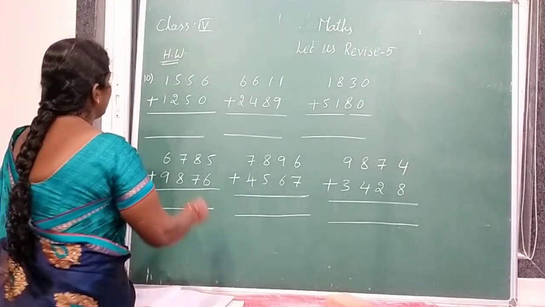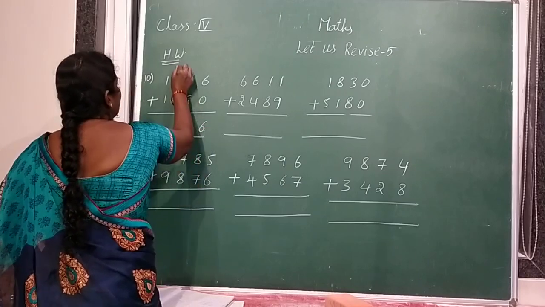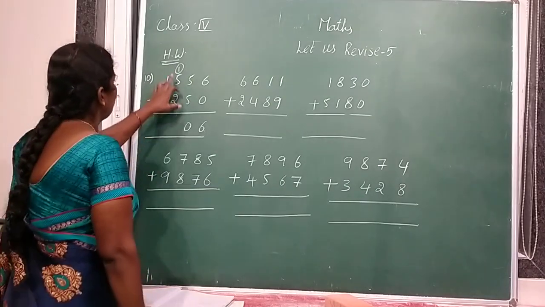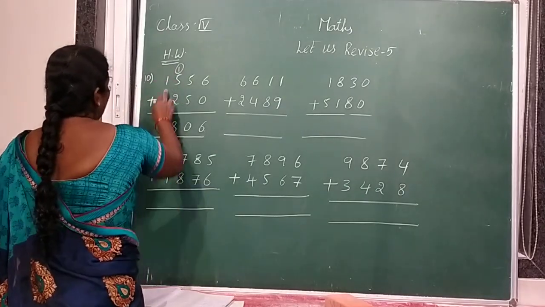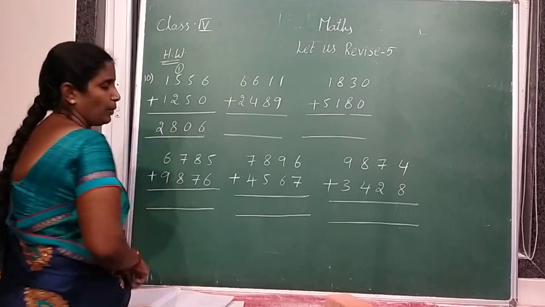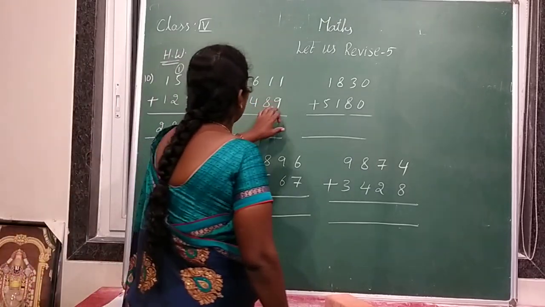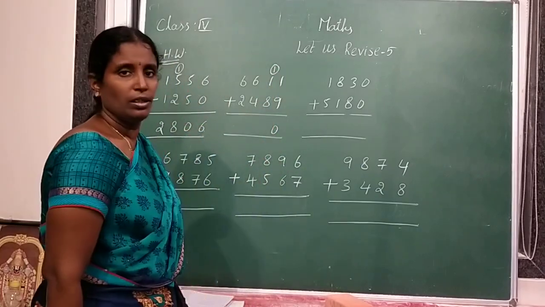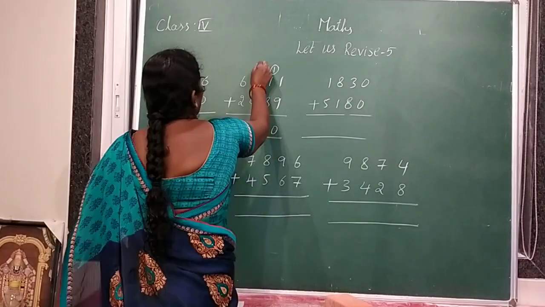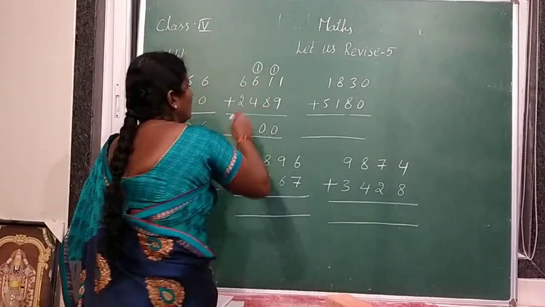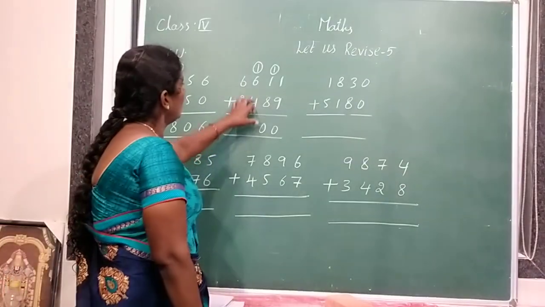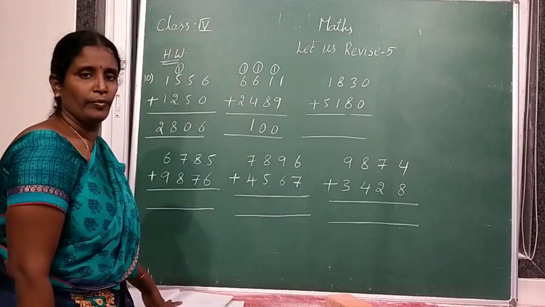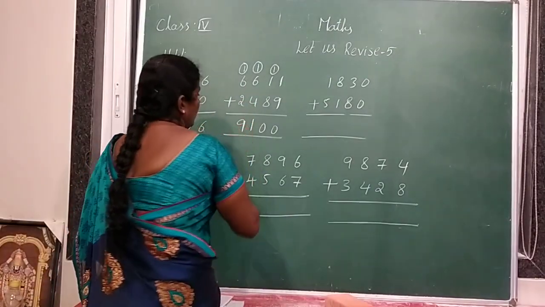Okay, children. 6 plus 0, 6. 5 plus 5 is 10. 5 plus 2 is 7 plus 1 is 8. 1 plus 1 is 2. Next, 1 plus 9, 10. 8 plus 1 is 9 plus 1 is 10. 6 plus 4 is 10 plus 1 is 11.